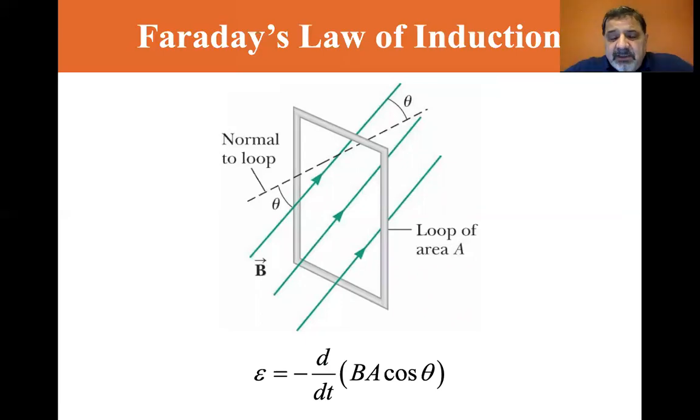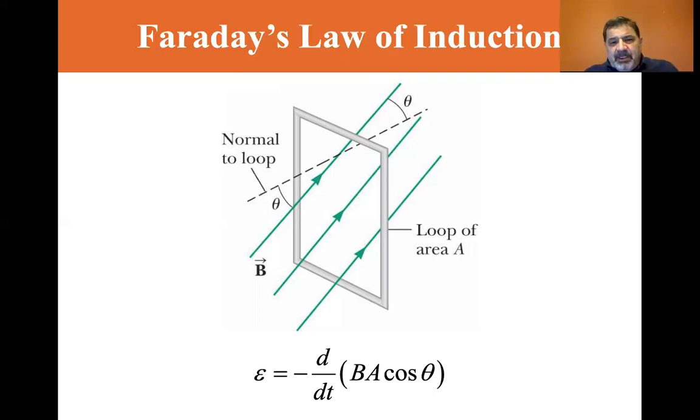Well, phi is equal to B A cosine theta. So the EMF is dependent on a change of B, A, or cosine theta. What does that mean? That means that if the magnetic field B changes, you'll induce an EMF.